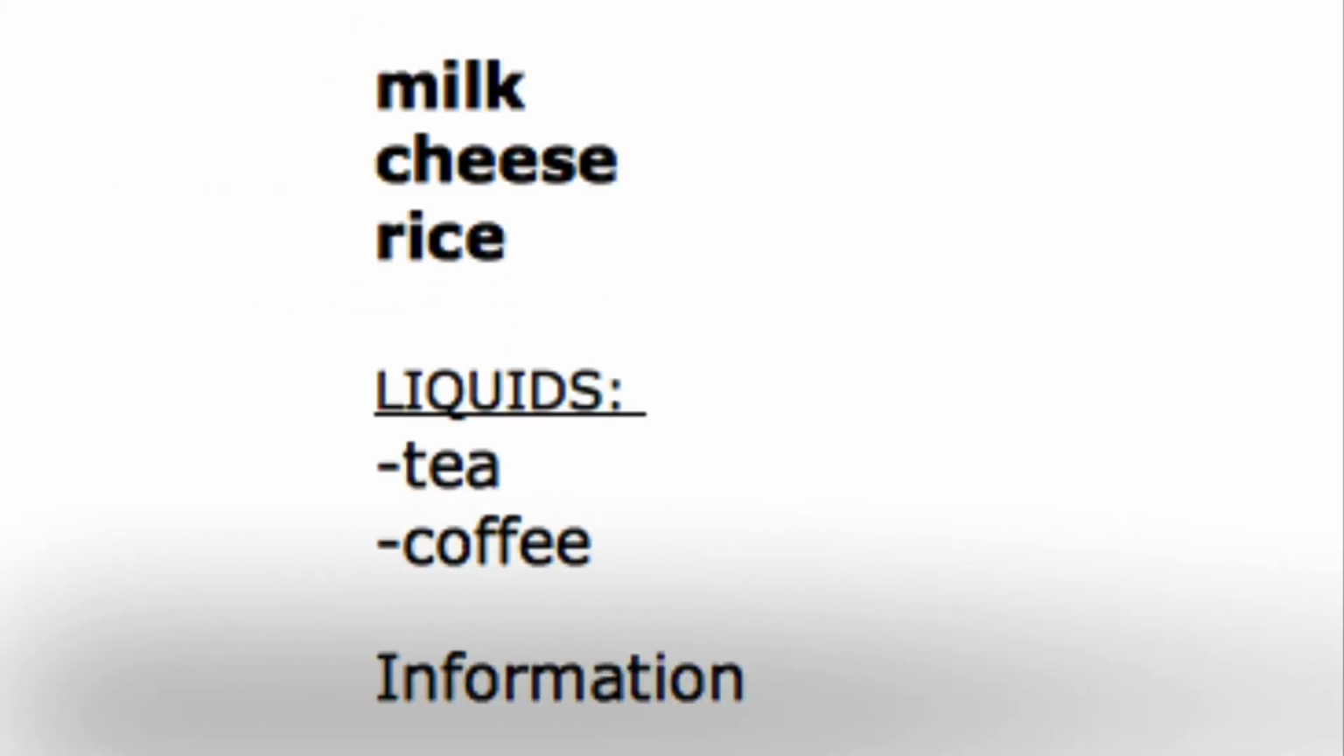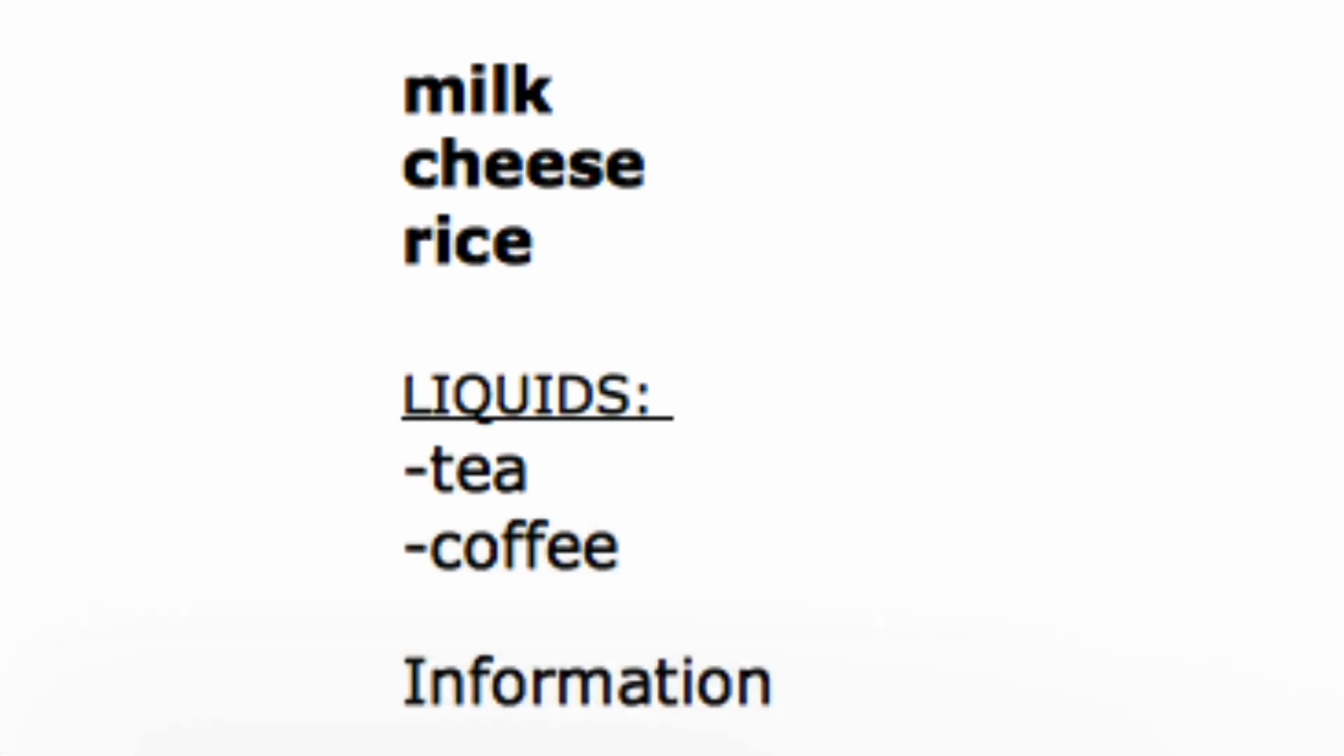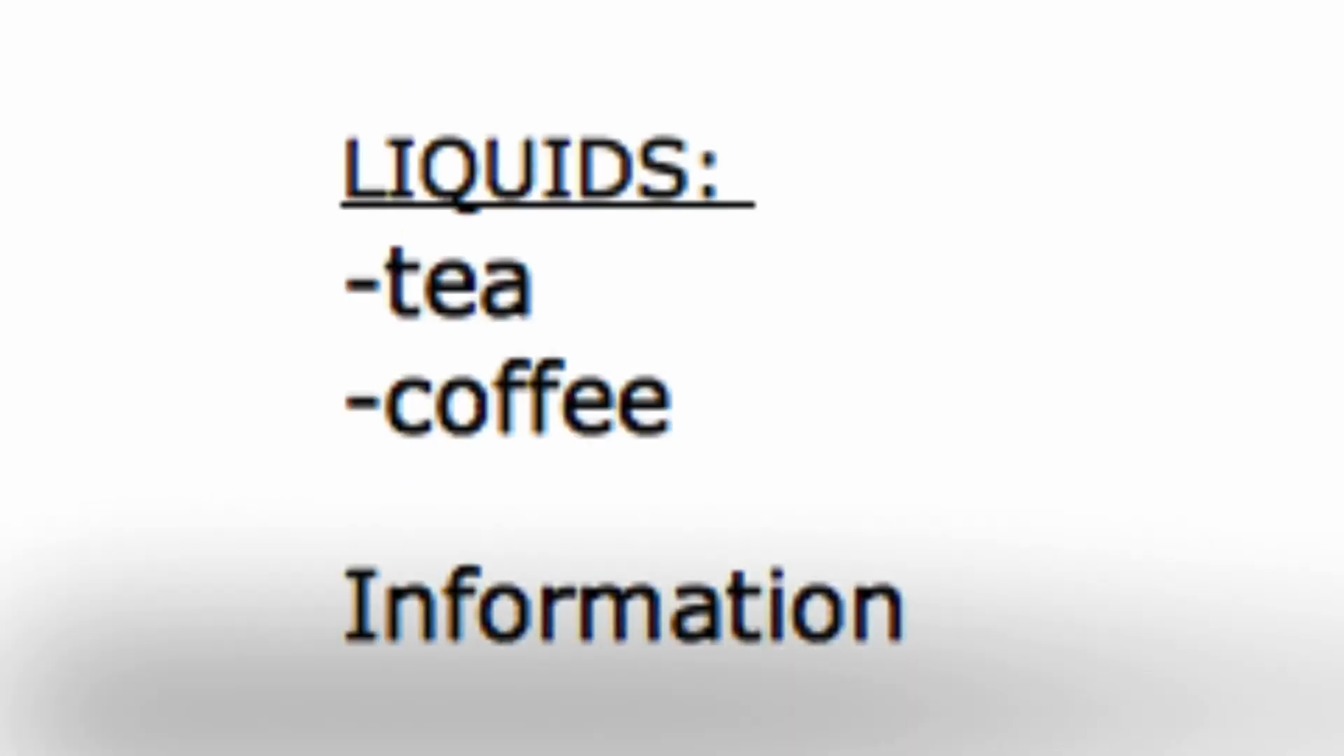Typical uncountable words are liquids such as milk, tea, coffee, but also cheese is uncountable, rice is uncountable, information is uncountable. Information is a word that many people get wrong. You can't ask, can I have some informations? You must use information in the singular form.